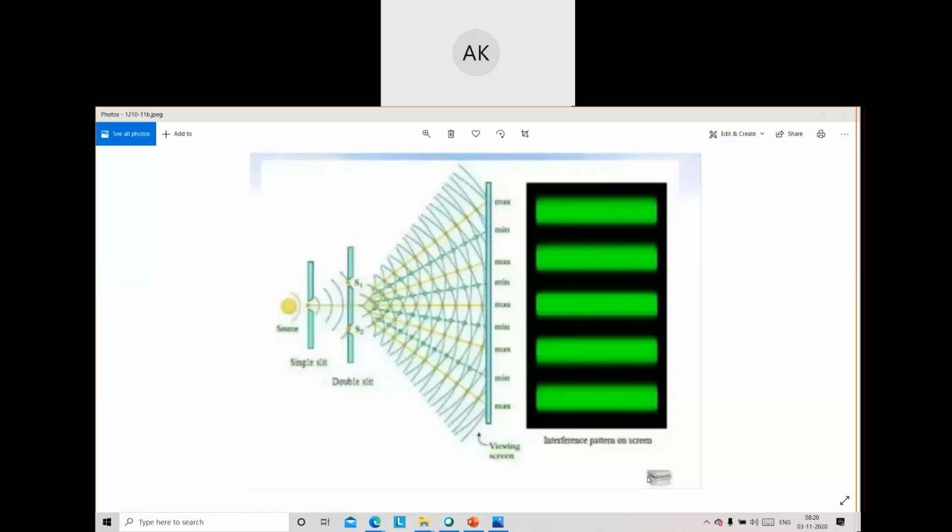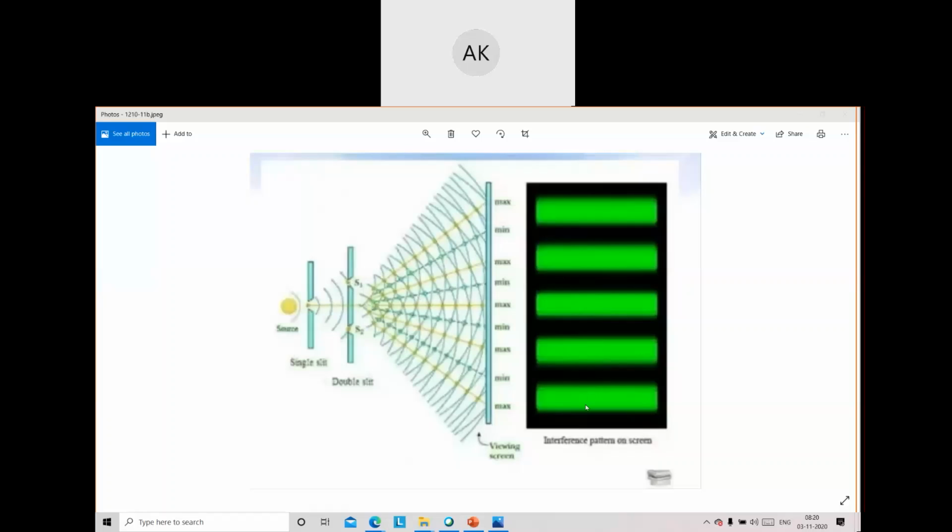Okay, that condition is what we were deriving last day. So I think you understood this experiment. What is the reason for this phenomenon observed on the screen? Alternate dark and bright images are observed. Why? It is due to the superposition of the waves coming from two coherent sources of light. So that way we can define interference.